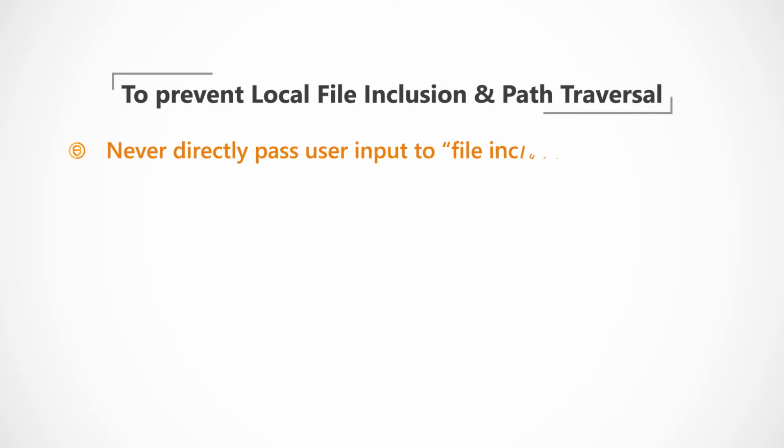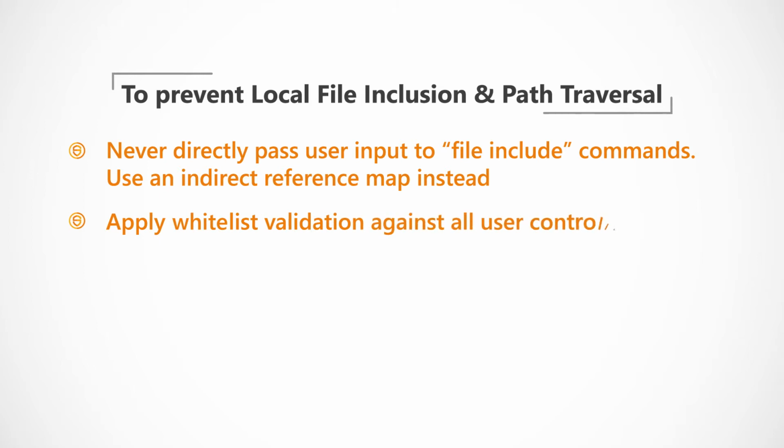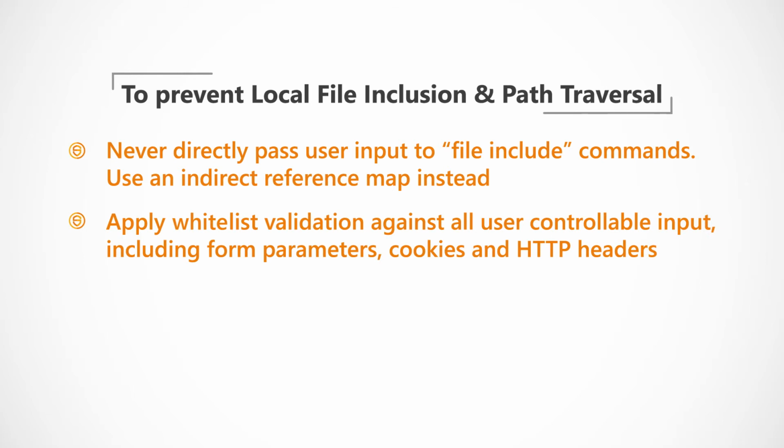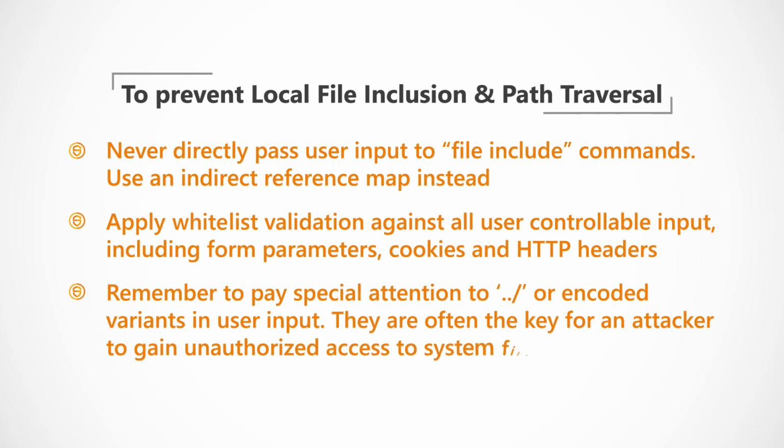To prevent local file inclusion and path traversal, developers should never directly pass user input to file include commands. Use an indirect reference map instead. Alternatively, apply whitelist validation against all user-controllable input, including form parameters, cookies, and HTTP headers. Finally, remember to pay special attention to dot dot slash or encoded variants in user input. They are often the key for an attacker to gain unauthorized access to system files.